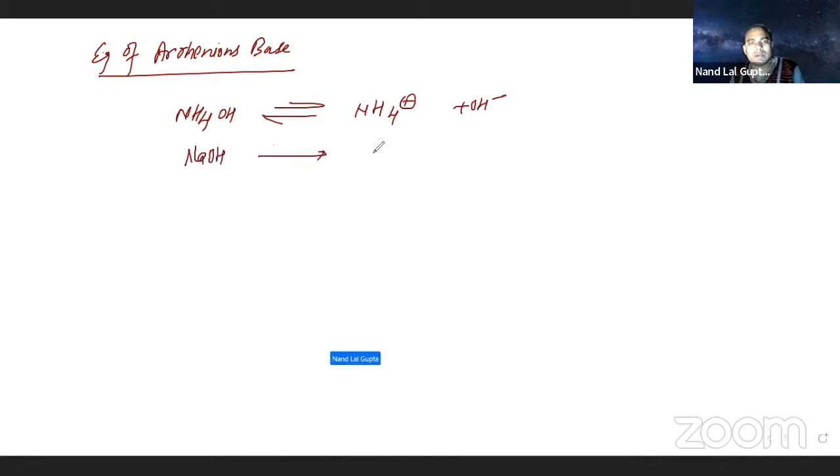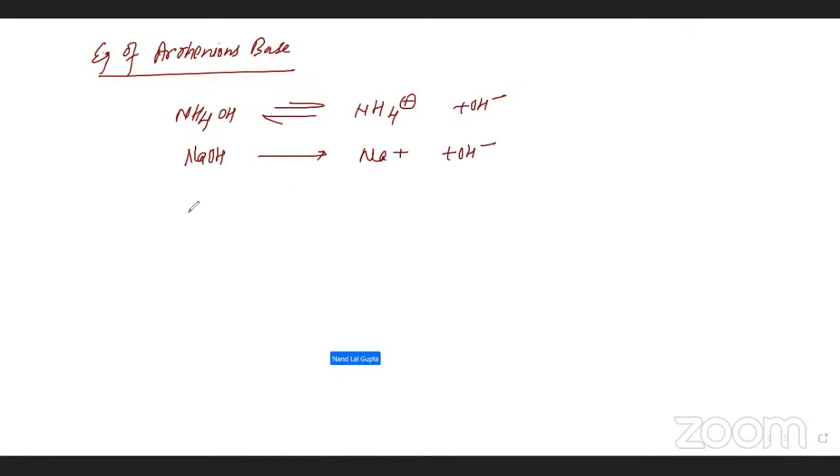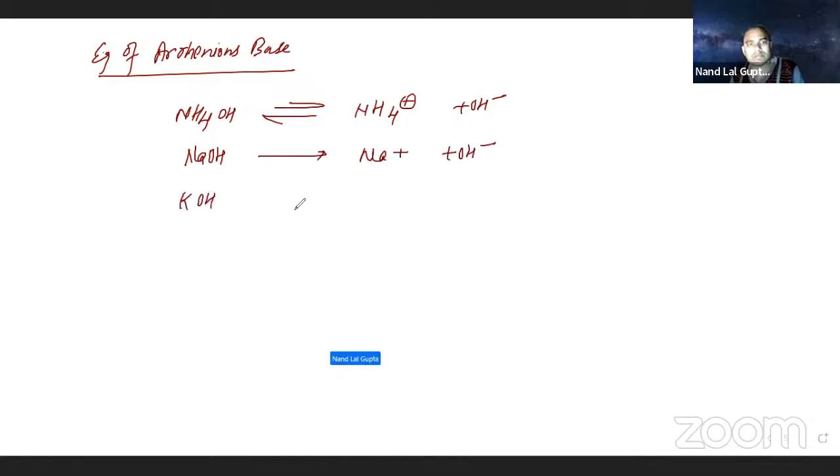NaOH, so what is it going to be? Na plus OH minus. If you are writing KOH, it is going to be K plus OH minus. Another is Mg(OH) twice. That is also a strong base, which will ionize irreversibly. See, the single arrow is there. But if it is a weak base, it will be reversible.